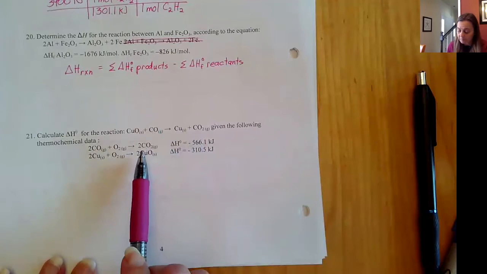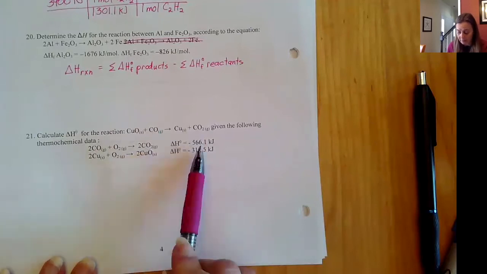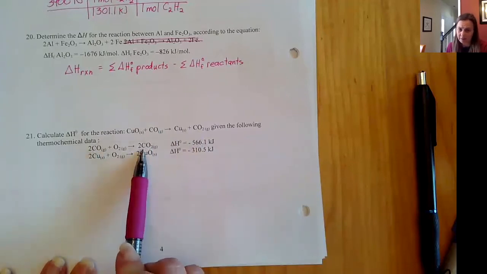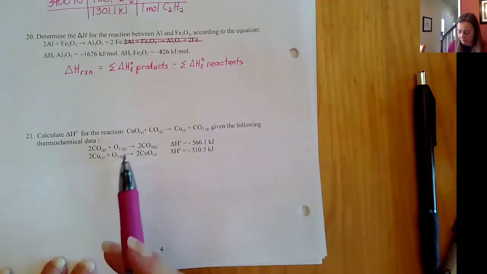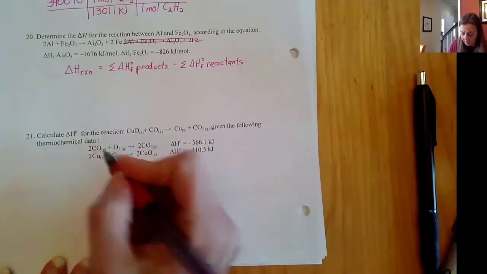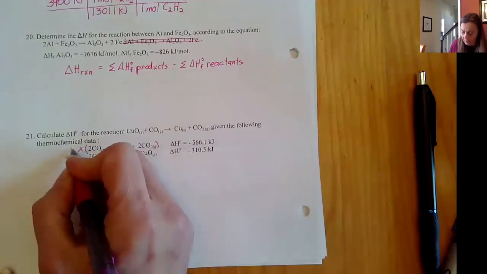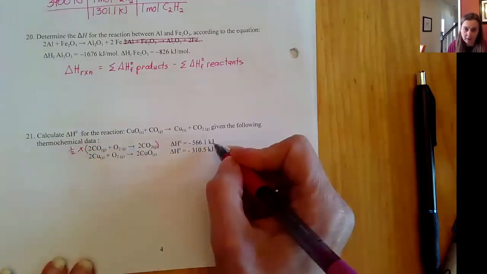And I have a delta H for that. Now, the problem with this equation is that I have 2 carbon monoxide and 2 carbon dioxide, and I don't want that. So I'm going to multiply this equation by a half or divide it by 2, whichever way we want to think about that, which means I'm going to do the same thing to the delta H.